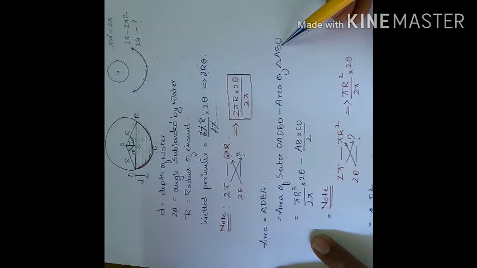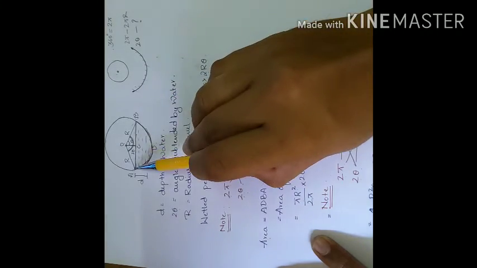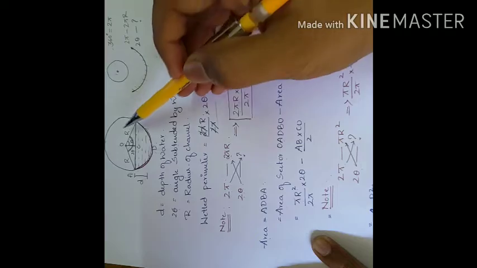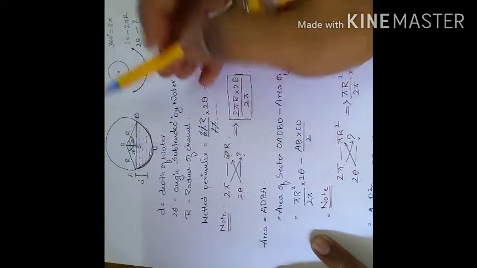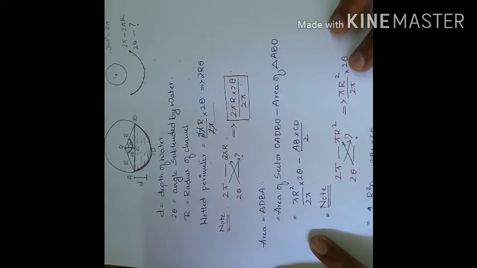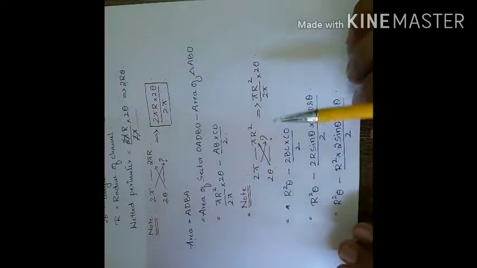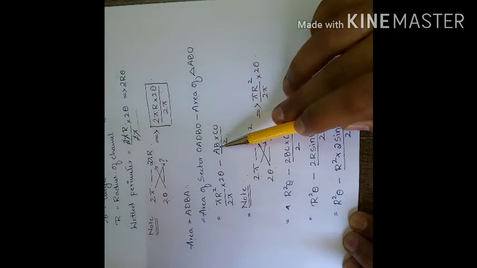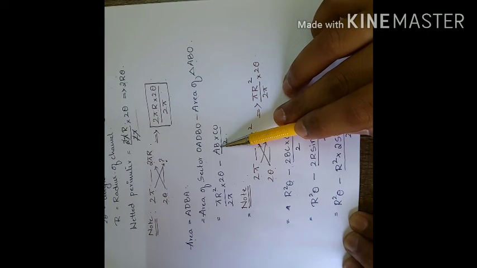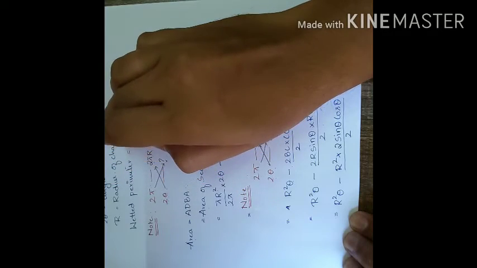Now the area of the triangle ABO, we need to find that. The area of a triangle is half base into height. Here you can see the base is AB and CO is the height. So half base into height of the section. Calculating this part, here the remaining is r square into theta minus AB. AB I can write as 2 times AC, or 2 times BC.